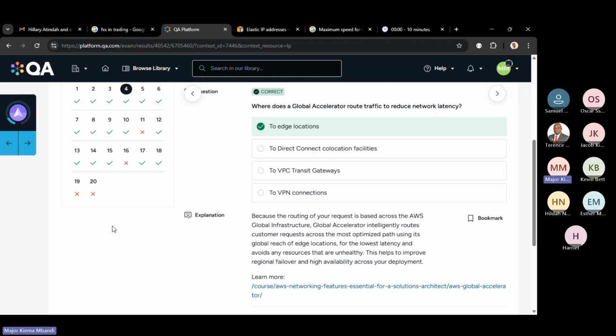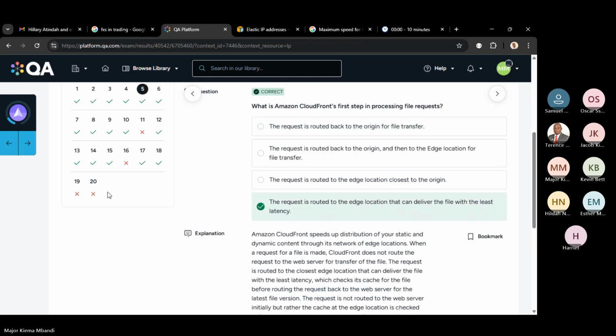So do we have any need for more clarification on this question, the edge locations? I think it is pretty straightforward. Okay, so someone else can read as we proceed, so that we can have a change of voice. Harriet can take it on.